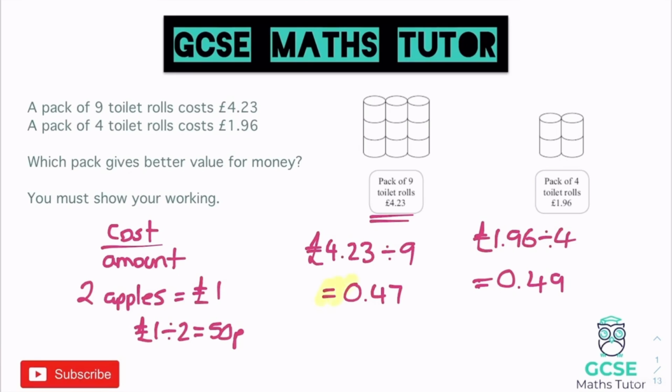From there, obviously we can identify which is the better value. We want the one that's going to be 47p per roll rather than the one that's 49p per roll. So we just need to make a conclusion in this. We would say the pack of 9 is better value. So I'm just going to write the pack of 9.